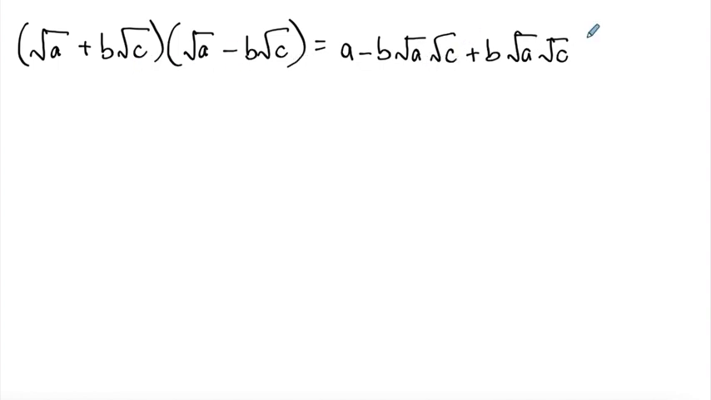And then lastly, b root c times negative b root c is going to be negative b times c, because what happens under the square root when we multiply together disappears. So we're going to be left with just a, those two middle terms will cancel each other out, minus bc.